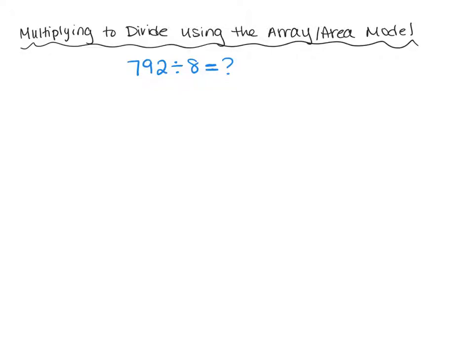Let's try another example together of multiplying to divide using the array or area model. So here we have a dividend of 792, and we're dividing it by a divisor of 8 in order to determine what our quotient is. Take a minute now to try and set up how you would begin to solve this problem.